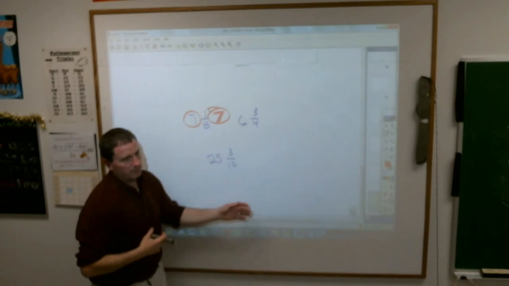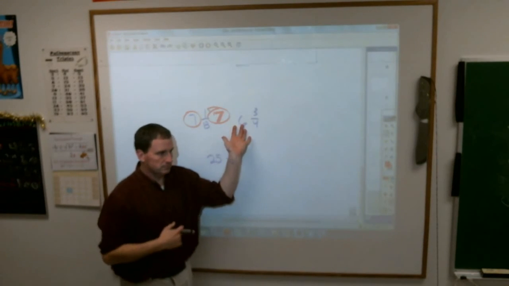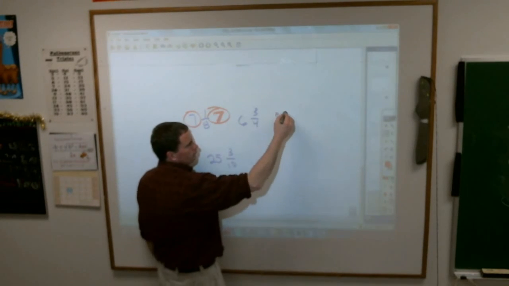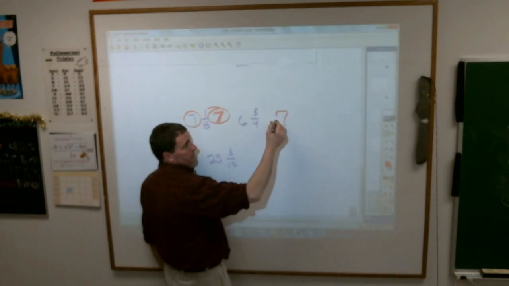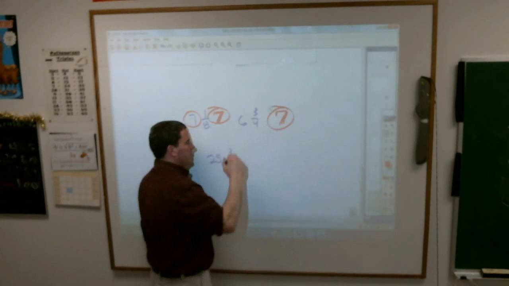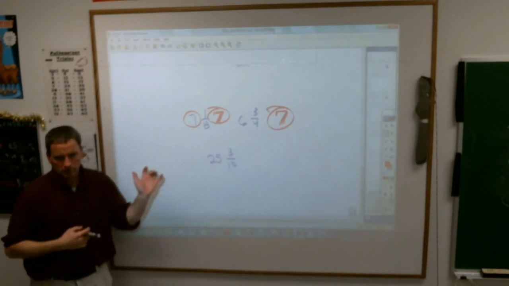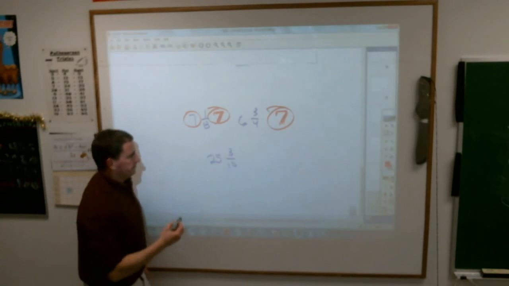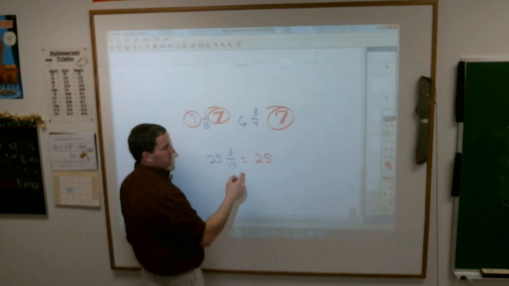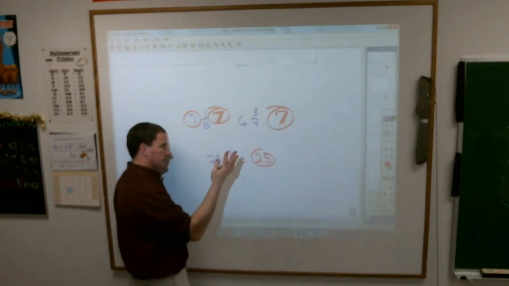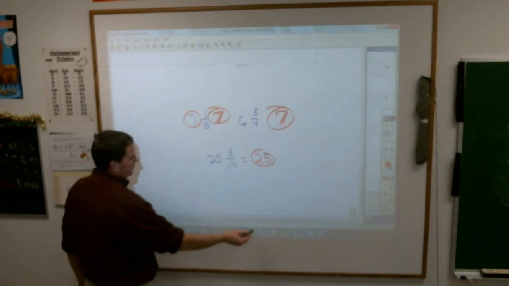How about 6 3/4, Lainey? 7. Why 7? Because the top number is bigger than half of 4, which would be 2. This is bigger than half, so you have to round up. How about 25 3/10? Kara? 25. Yes. Why? Because 3/10 has to be smaller than half, because half of 10 is 5. There you are. I told you it was going to be easy.